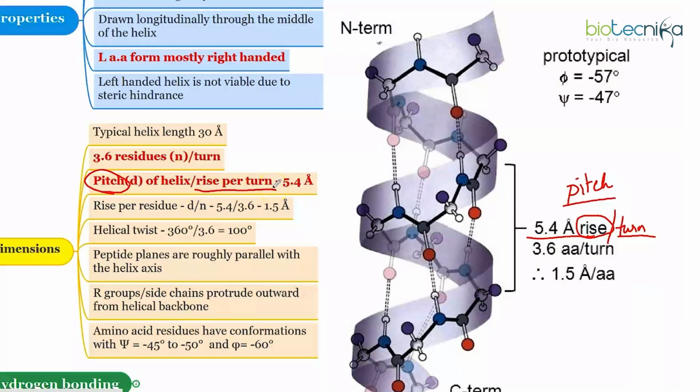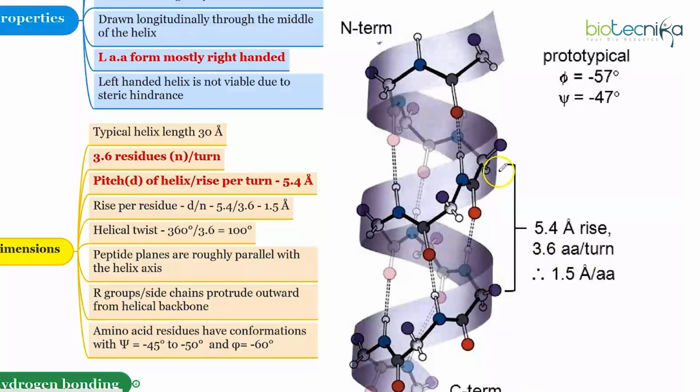And how many residues are present in this one turn? So you have 3.6 amino acids per turn, right? In this area, why 4 is not there, you may ask. 3.6 means the rest part, that is 0.4, does not get accommodated in the previous turn, it accommodates in the next turn. So that's why the number comes to 3.6 residues.